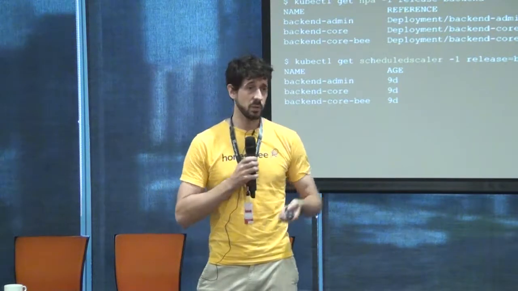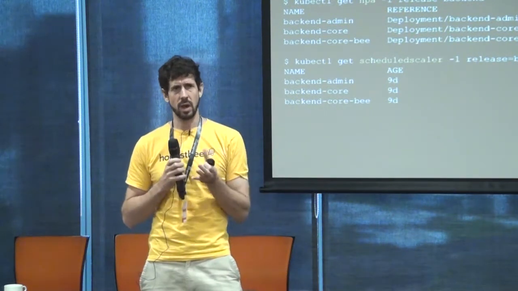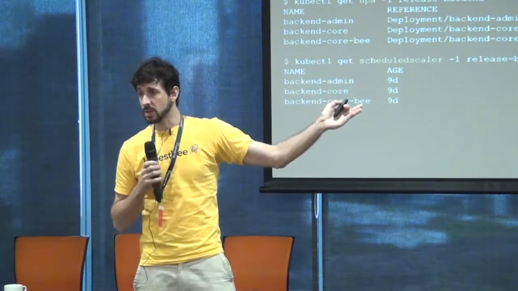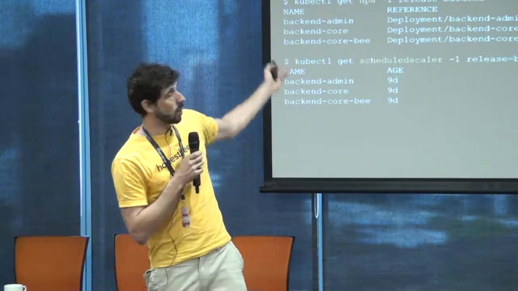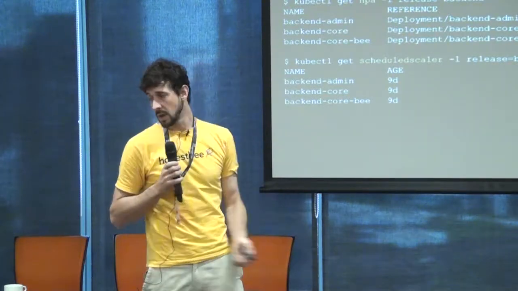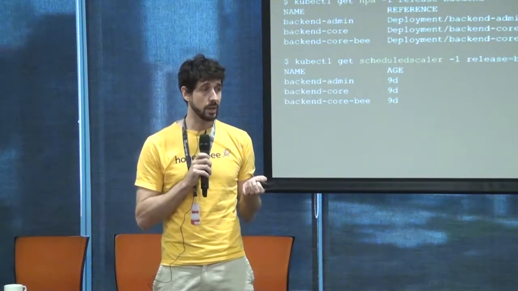And then we start to deploy more and more on Kubernetes. In this case, I'm just talking about one application, and we have maybe 10 or so. And this one application has by itself already 10 components. We have an admin part of it, we have core, we have core for bees, we have all different components, we have different workers. All of these are different deployments of, in our case, the same application.